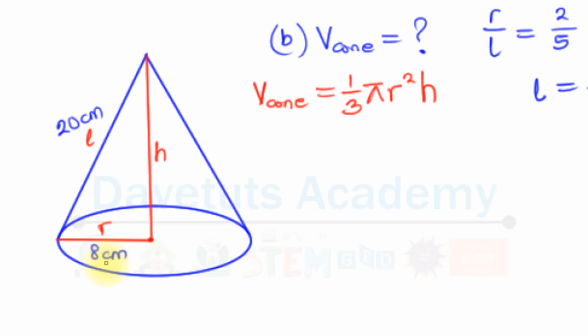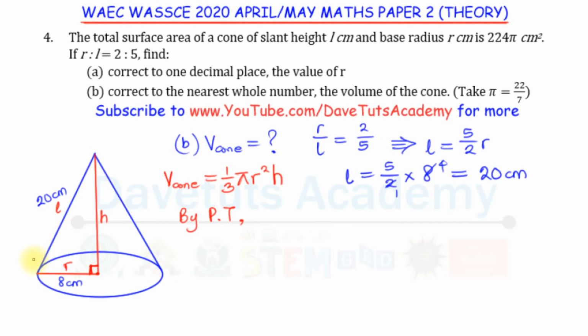We have our R to be 8 centimeters, and you can see something is coming out already because the radius and the vertical height of the cone are actually inclined at a right angle. Here, this is a right angle. And by the Pythagoras theorem, we can see that the square of the hypotenuse, which is the longest side, or the side facing the right angle, that is 20 raised to the power 2, is equal to the sum of the squares of the other two sides. So that is equal to 8 square plus h square.